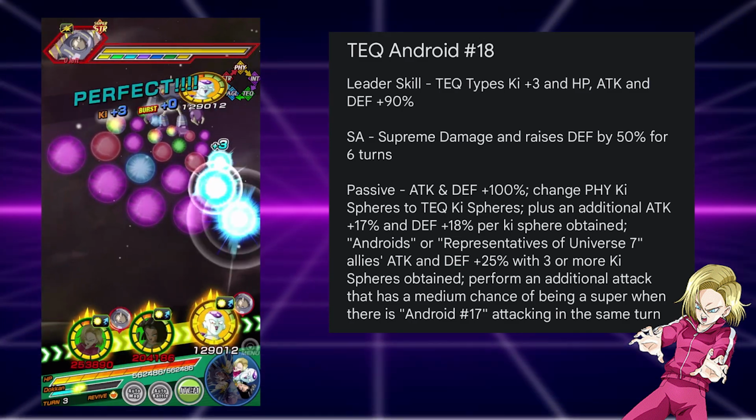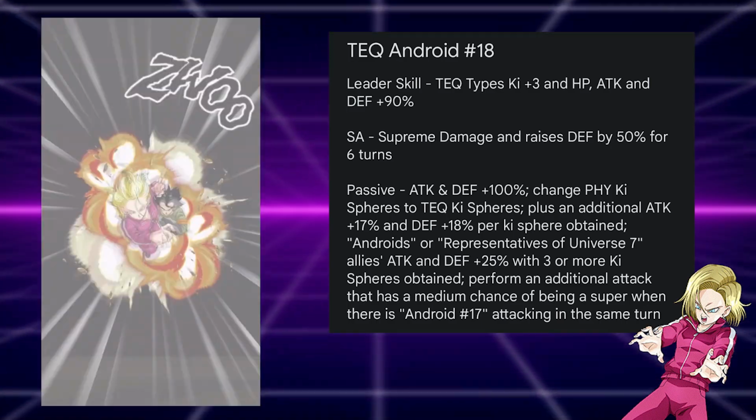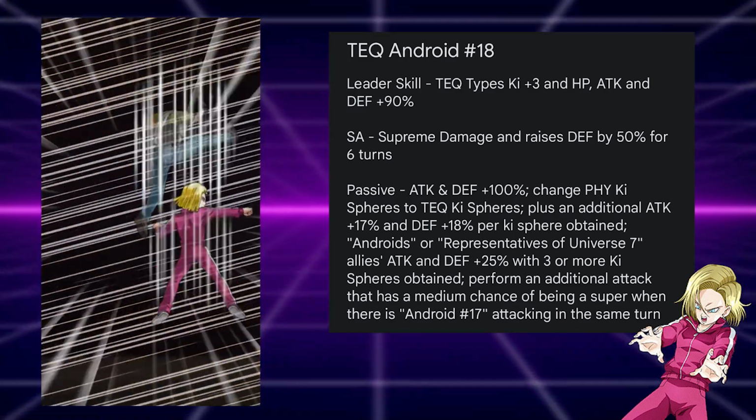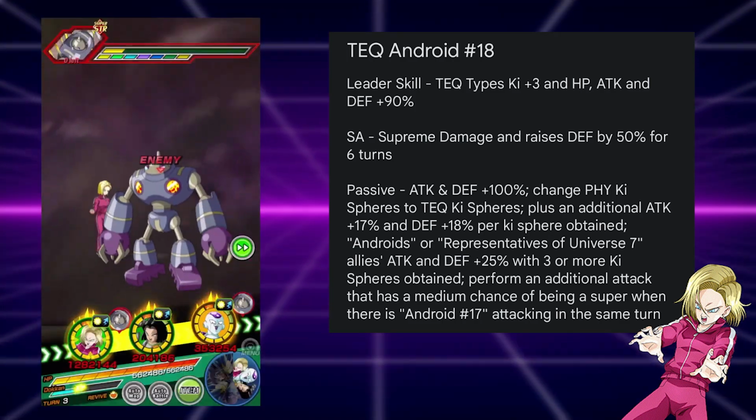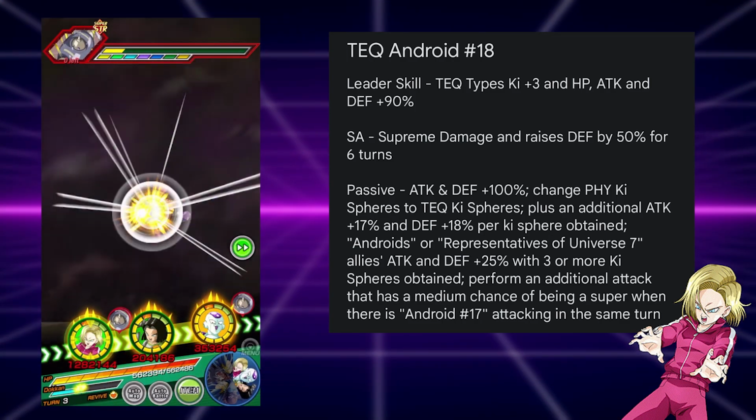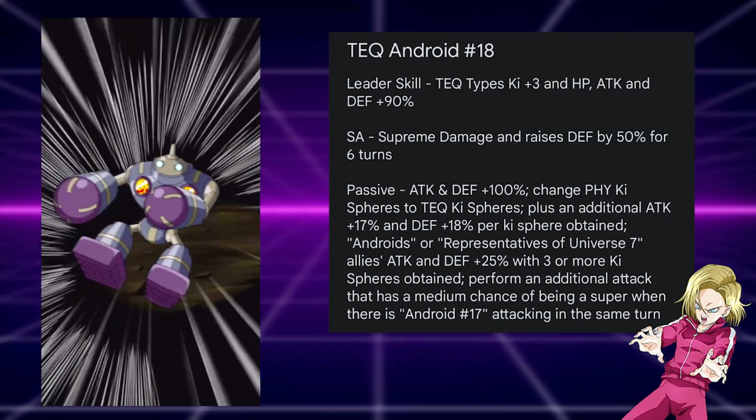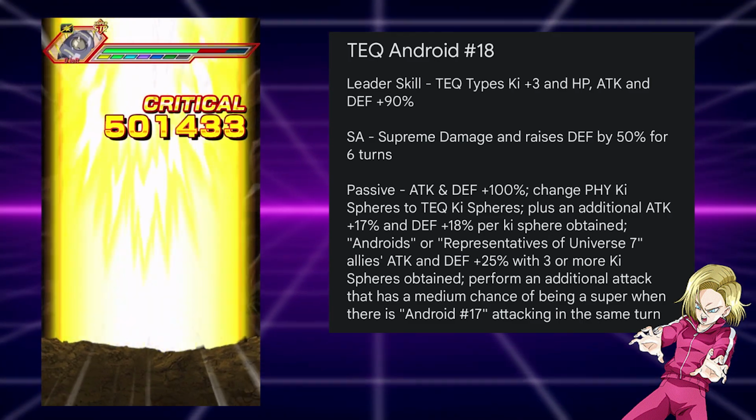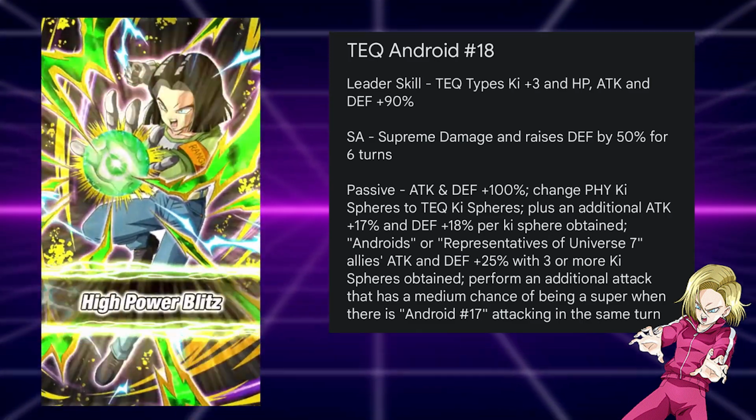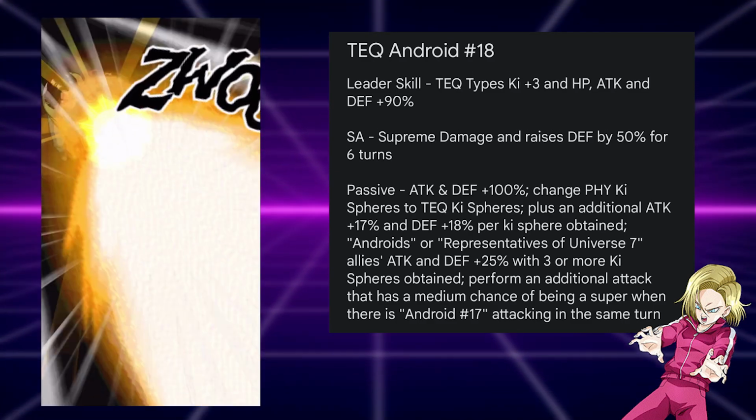Yep. We get into the passive, she gets 100% attack and defense at the start of the turn. She changes physical ki spheres to tech ki spheres and gets 17% attack and 18% defense per ki sphere obtained. Androids or representative Universe 7 allies get attack and defense 25% with 3 or more ki spheres obtained. Performs an additional attack that has a medium chance of being a super when there is an Android 17 attacking in the same turn. So the biggest thing was that I saw Weirus and went, I want to do that.